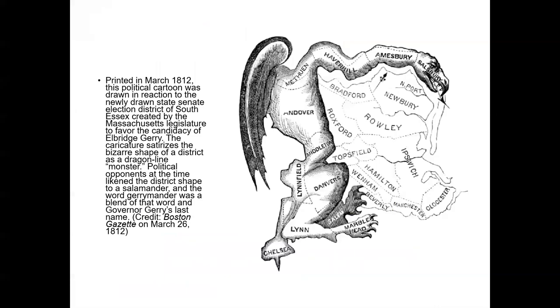Let's look at a historical example. This is a picture from 1812 of the shape of a district. Of course, this is a cartoon. They put a wing and a head on it. The governor of Massachusetts was Elbridge Gerry, and gerrymandering comes from his last name because he did it first, or discovered it then. So it was 1812, over 200 years ago.